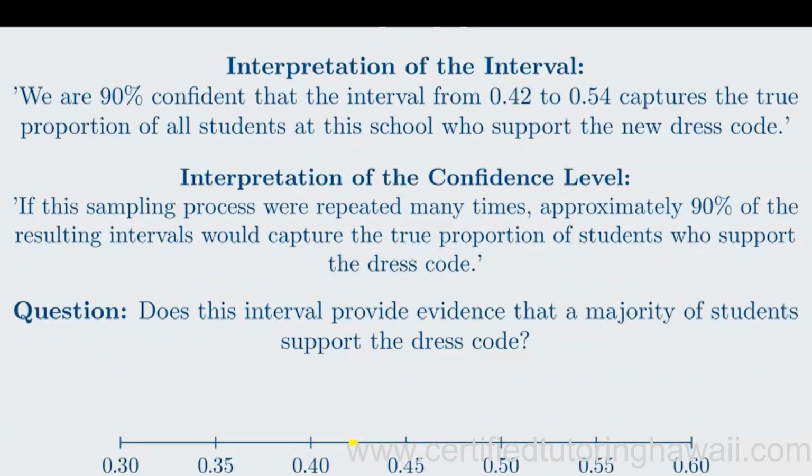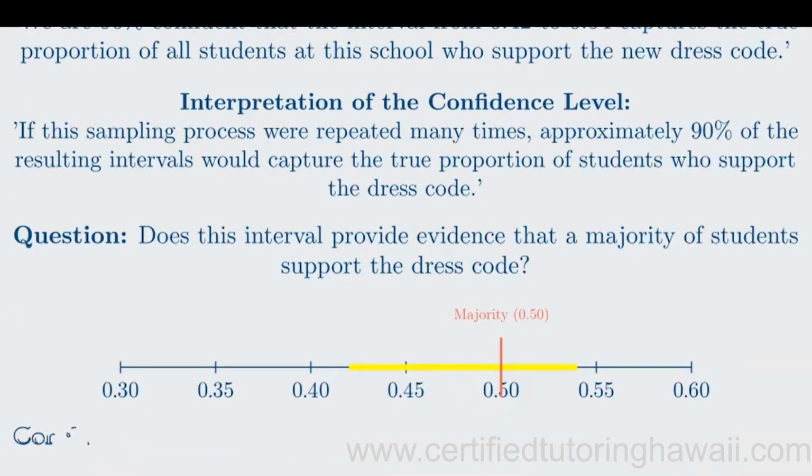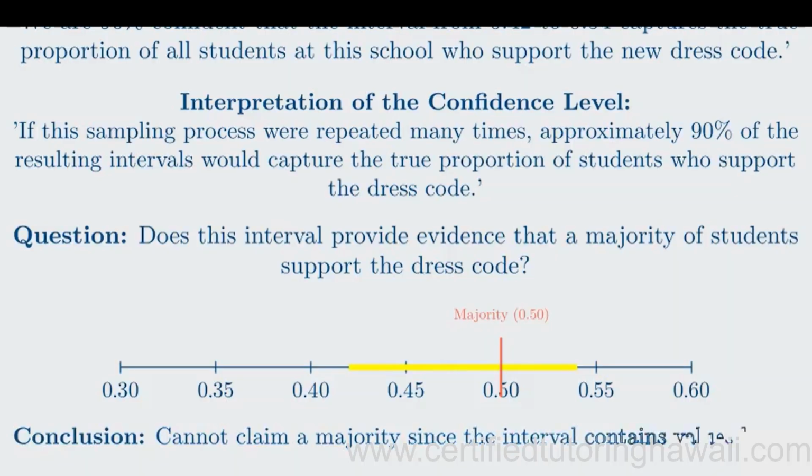Looking at the interval, we see that it contains values like 0.43 and 0.48, which are not a majority, but it also contains 0.52 and 0.53. Because the interval includes values both below and above 0.50, we cannot claim a majority with 90% confidence. We will dive deeper into this justification logic in the next scene.